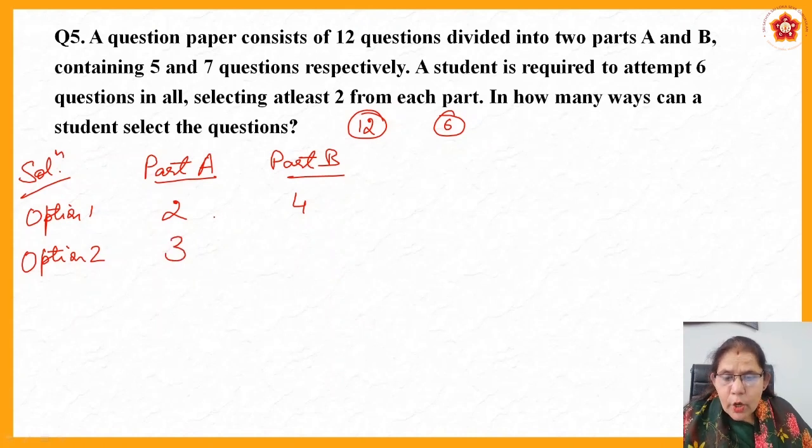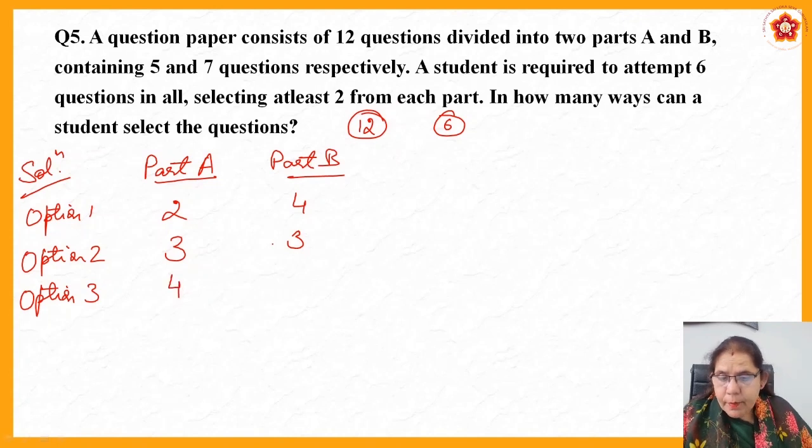6. Now if you select 3 questions from part A, there are 5 questions in part A. You have selected 3 questions from there. So how many questions do you have to do from part B? 3, because total questions that you have to do is 6.